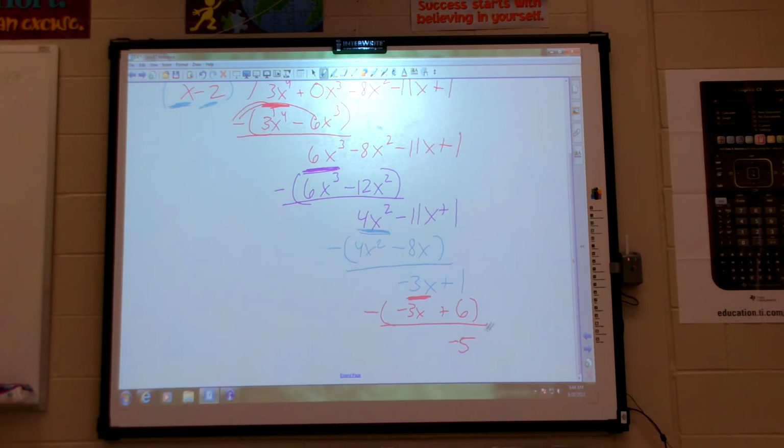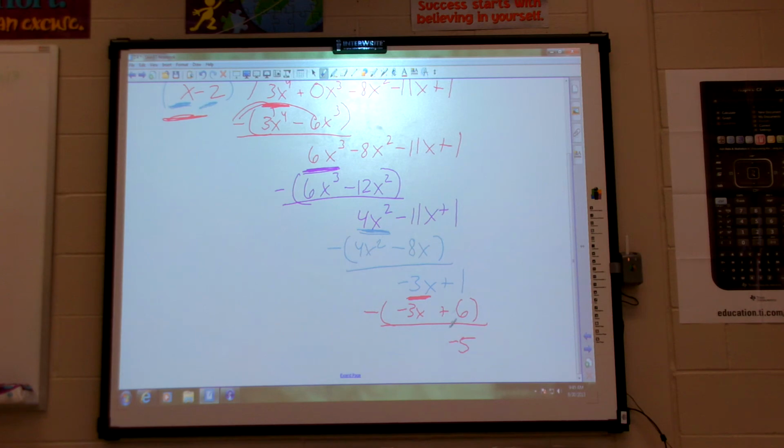Now, you might be thinking, when the heck do I stop, right? Once this power, this degree, is smaller than this degree. So what's this degree? 1, the highest power, right? Finally, this degree is 0. So I'm finally less than. But up here, that was still 1. They're still equal. You keep going until this power is smaller than this power.